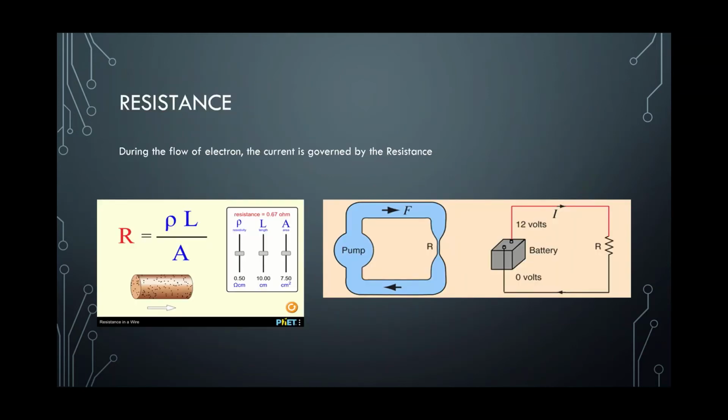So the flow of electrons is governed by a resistance. The resistance can control the amount of electrons. We can see here, if we have a small cross section, the amount of water flowing will be less. The same thing applies here. If the resistance is high, less electrons will flow, that means less current will flow. If the resistance is low, more electrons will flow.